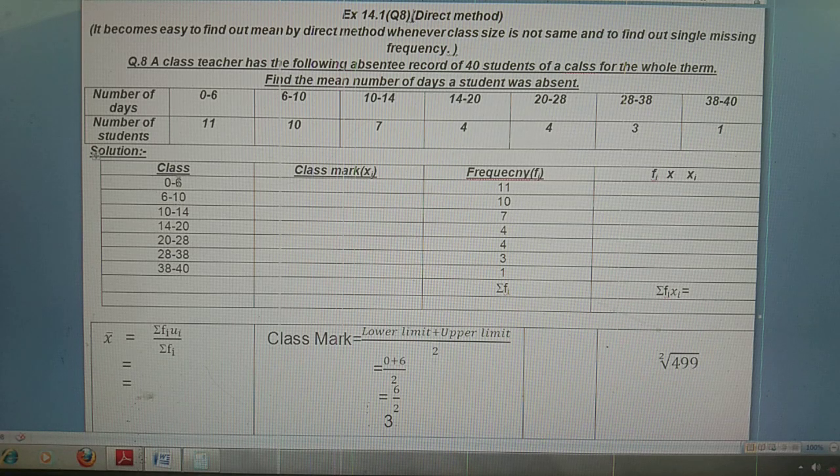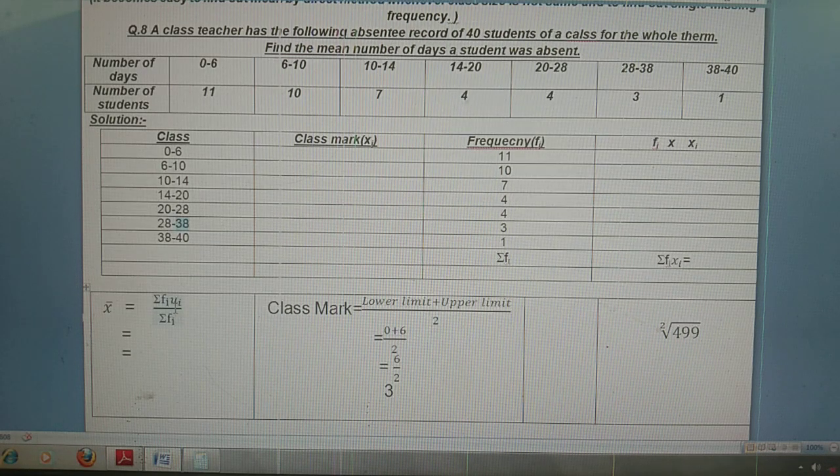Class size is the difference of two upper limits: 10 minus 6 is 4, 14 minus 10 is 4. Here the class size is the same, but check these two upper limits: 20 minus 14 is 6, 28 minus 20 is 8, 38 minus 28 is 10, 40 minus 38 is 2. So here the class size for each class is not the same. So such a kind of sum can be easily solved by applying the direct method.